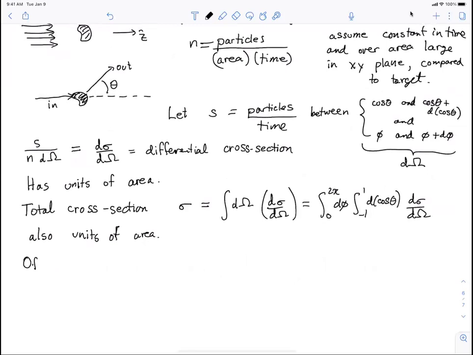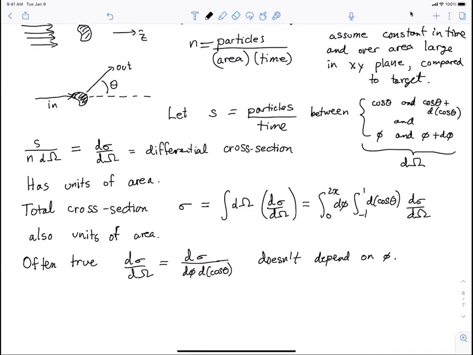It's often true in problems that if you look at d sigma by d omega, which by the way, we can write as d sigma over d phi times d cosine theta, it could depend on phi and theta, but often it doesn't depend on phi. So for example, that happens if you have a spherically symmetric target, then the answer won't depend on phi. This is called azimuthal symmetry.